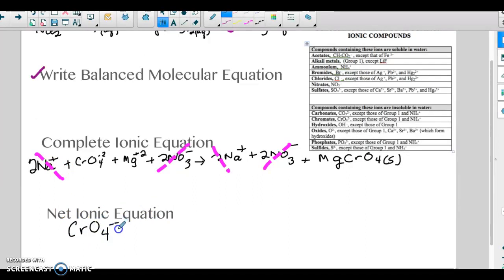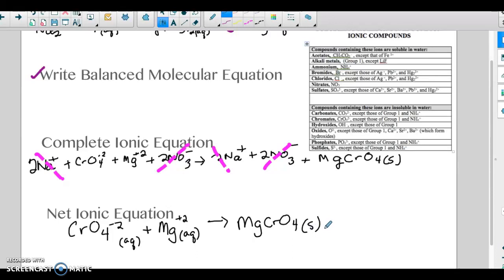So I have a chromate. I'm going to put in my symbols. I should have up here too. And I have a magnesium ion in solution, and then they combine and form magnesium chromate, which is a precipitate. So that's how you would show this process of writing the molecular, the complete ionic, and the net ionic.